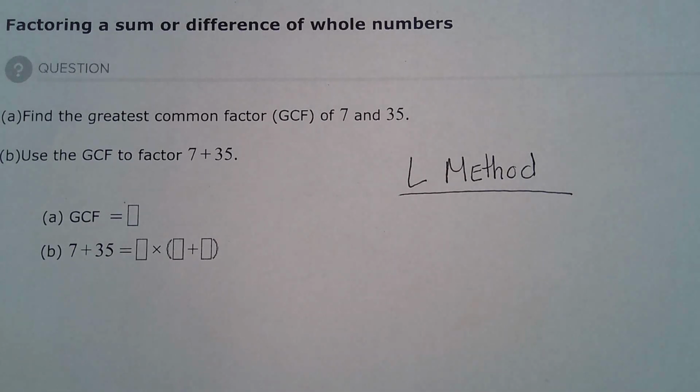So today's topic is factoring a sum or difference of whole numbers. It's two parts. The first part wants us to find the greatest common factor between 7 and 35, and then we're going to use that to factor 7 plus 35 for part B.